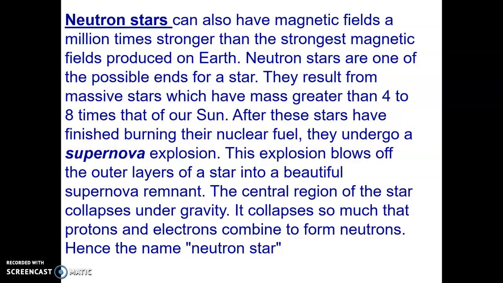Neutron stars are one of the possible ends of a star. They figure they result from massive stars, which have been huge, and they've undergone their supernova. They've blown up, and the outer layers go off in this huge remnant, and the central region of the star collapses under its own gravity, and it collapses so much because of all the mass that the protons and electrons combine to form neutrons, hence neutron star.